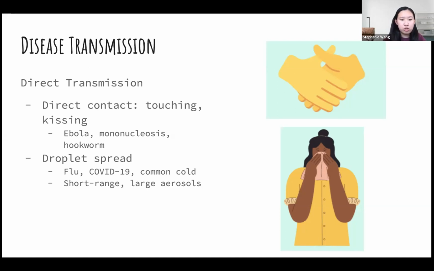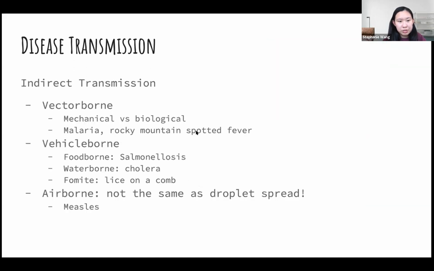And remember that these are short range and large, which is what distinguishes it from the next type, which is indirect transmission. Indirect transmission has 3 types. The first is vector-borne. Mechanical versus biological are two different types of vectors. We're not going to get into that, but vectors are when you have a living thing as an intermediary between the thing with the disease and the susceptible person.